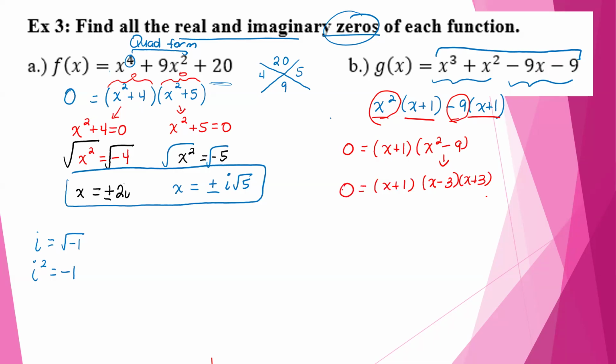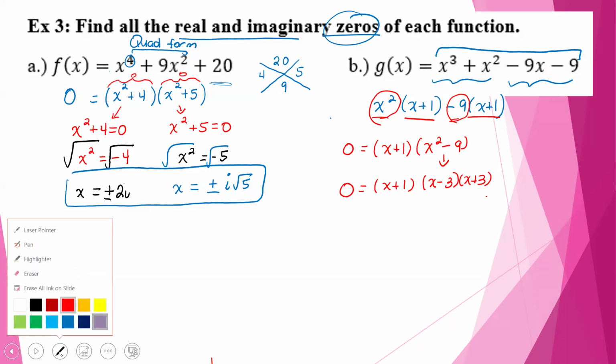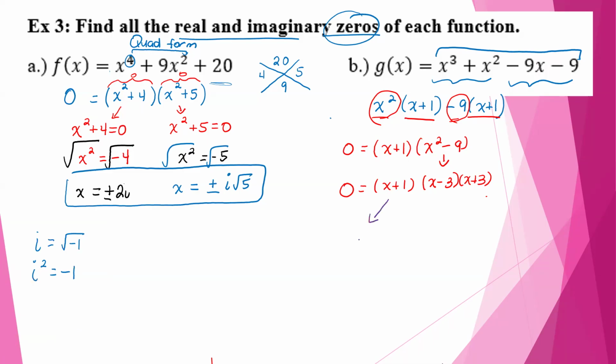You don't all factor that down. I'm not going to write the next step. I'm okay if you just tell me what the answers are. -1, 3, and -3. I'm okay with that. You don't have to write. If you can do it in your head, just do it in your head.